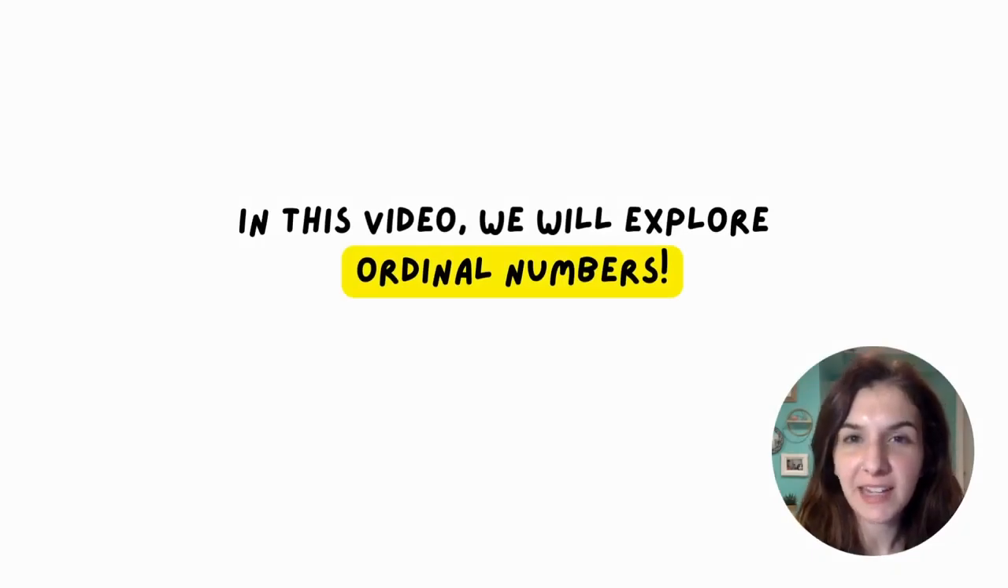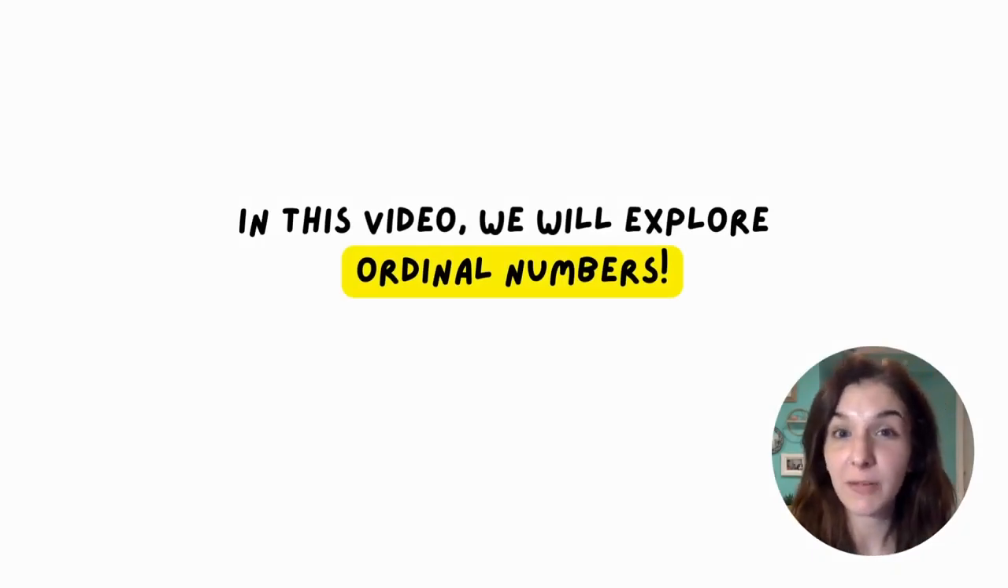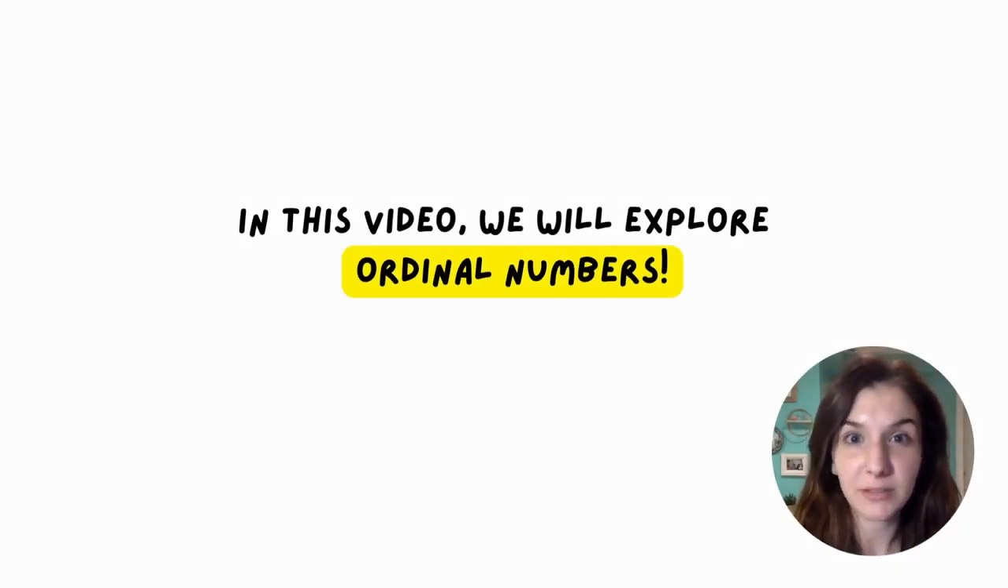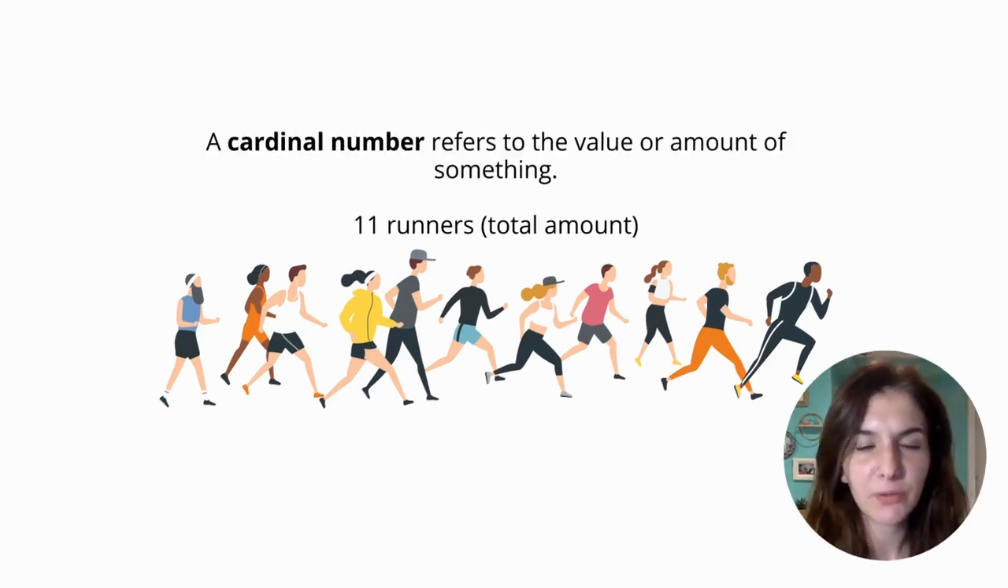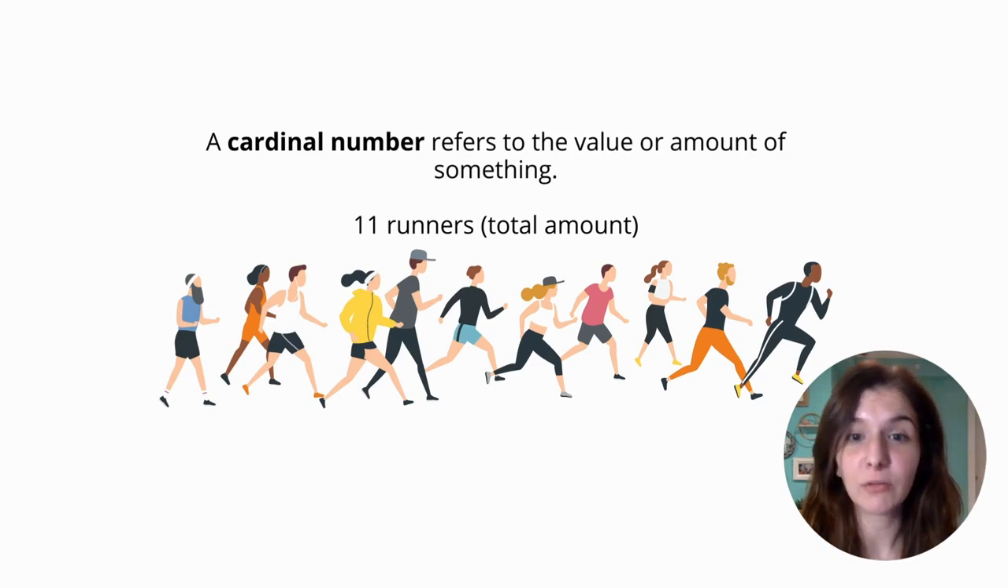Hello everybody, and in this video we are going to be talking about ordinal numbers. Now you're probably already familiar and comfortable using what is known as cardinal numbers. Cardinal numbers refer to the amount or total value of something. So for example, if we look at this picture, there are 11 runners. 11 is a cardinal number. It's talking about how many runners there are in total.